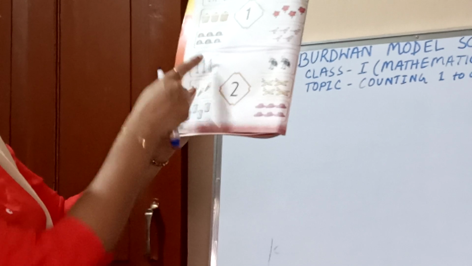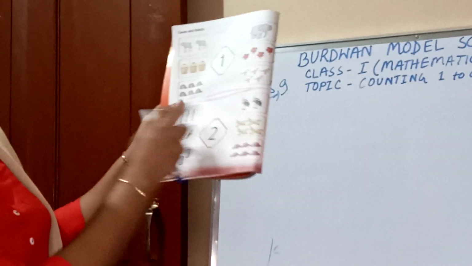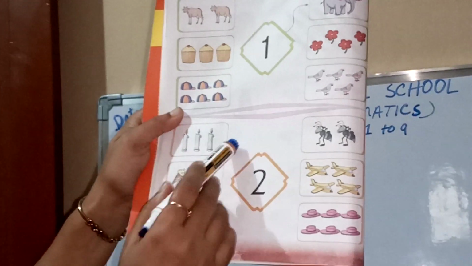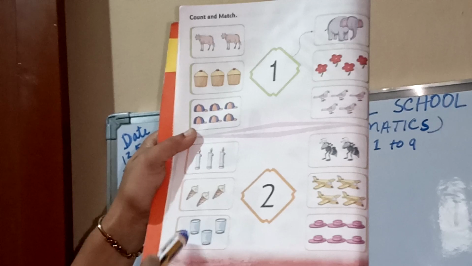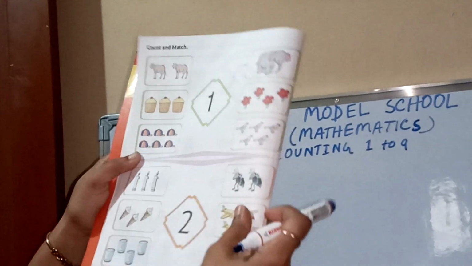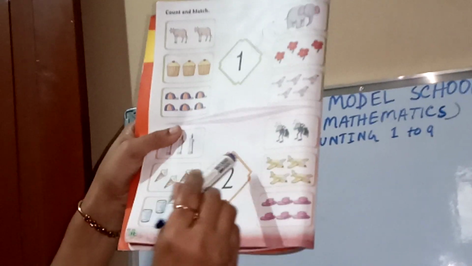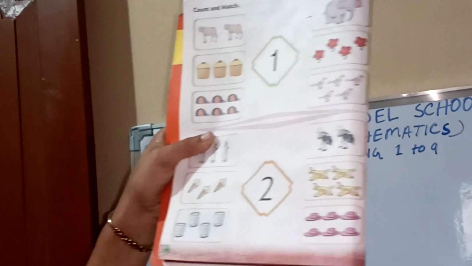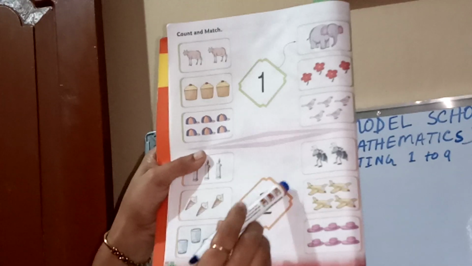And now 2. In which box are the 2 objects? The first box, there are 3 objects. 1, 2, 3. Next 1, 2, 3. Next 1, 2, 3, 4. And the next, there is 2. So please match it. 2 with that. So match it.